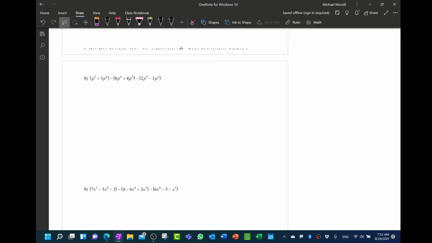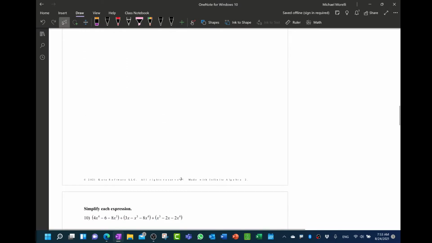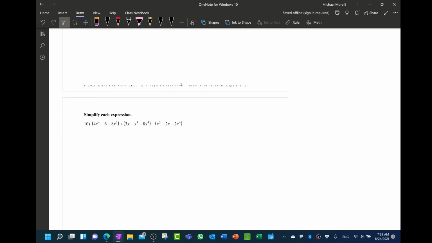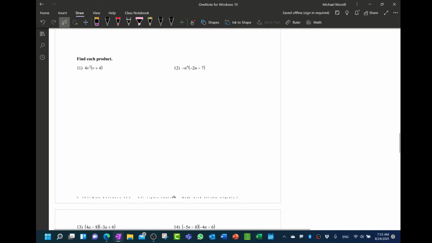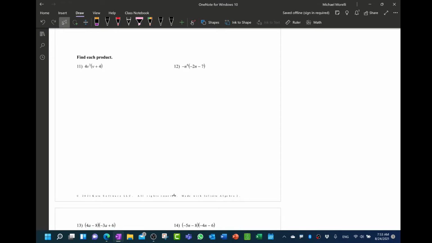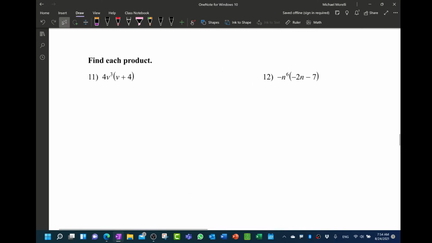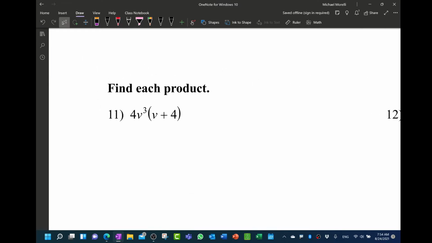This is just a more complicated version of it, and then a more complicated version of it. Now we're moving on to multiplication of polynomials, or simplifying using multiplication. And we'll come to that in just a moment. So we're going to find the product, okay? We've already kind of done this. When you see something sitting next to a parentheses, you should automatically think distributive property.